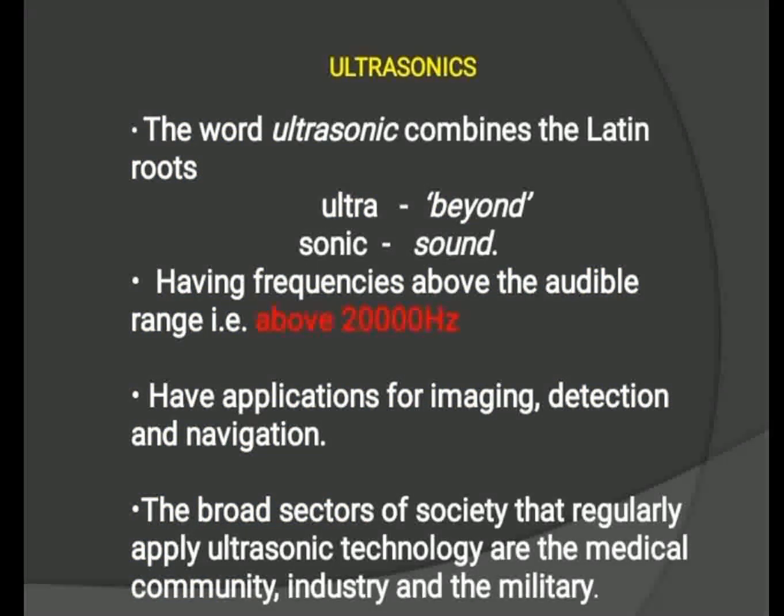Ultrasonics. What are sound waves? The human ear is sensitive to sound waves in the frequency range from 20 to 20,000 Hz. This range is called the audible range. The word ultrasonic combines the Latin roots ultra, beyond, and sonic, sound. It has frequencies above the audible range, that is, above 20,000 Hz.